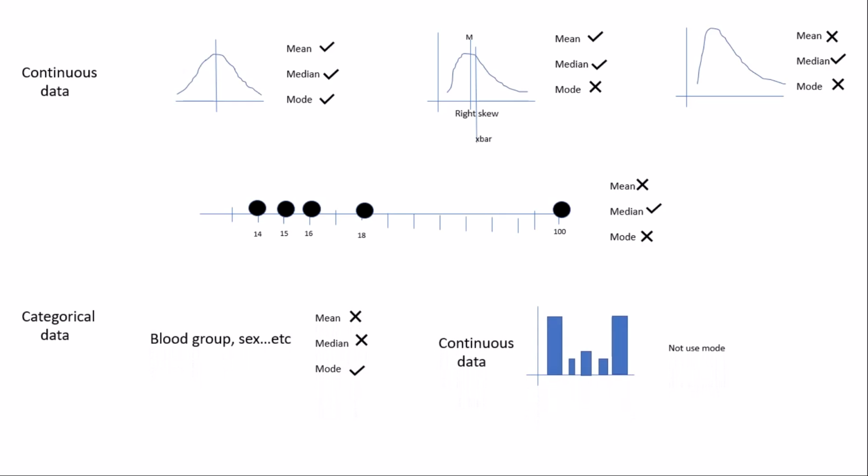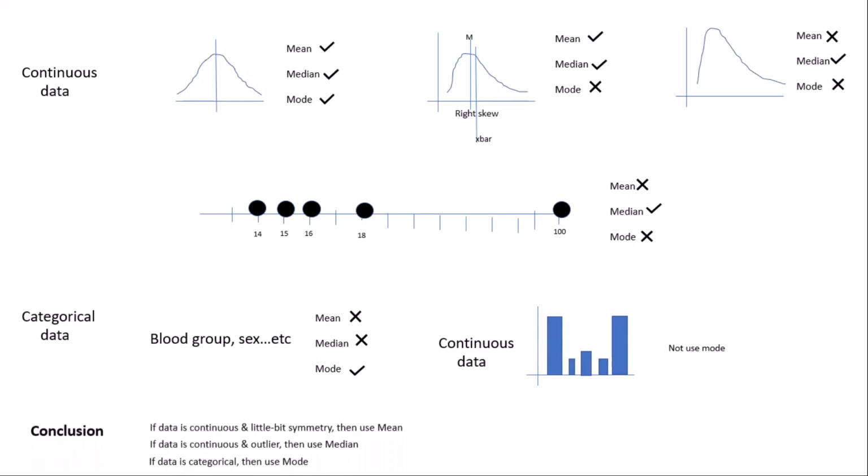So this is another example in continuous data. If the data is distributed this way, as you can see, in this scenario you should not use mode. Why am I saying this? Because mode is the data value which has the highest frequency. In this graph you can see that there are two values with the highest frequency. So in this scenario you would be confused if you use the mode. That's why in this scenario you should not use mode.